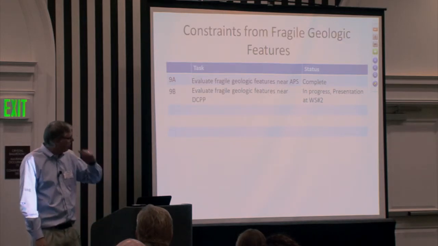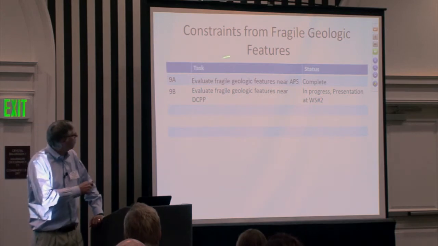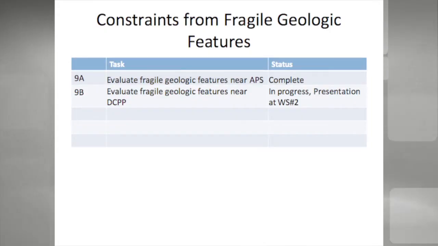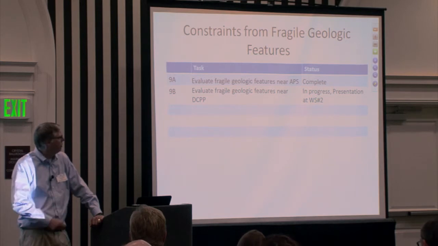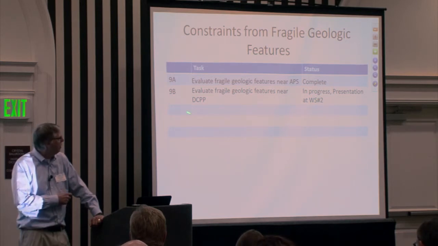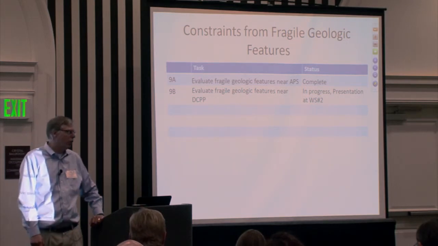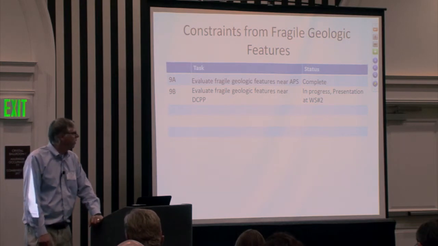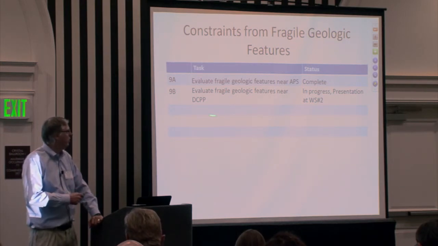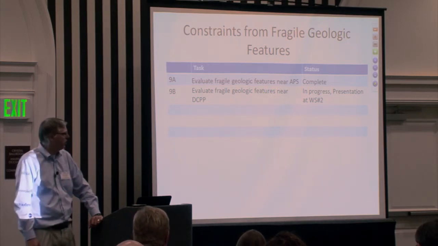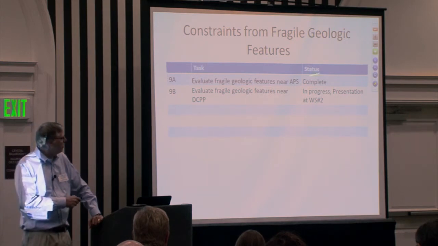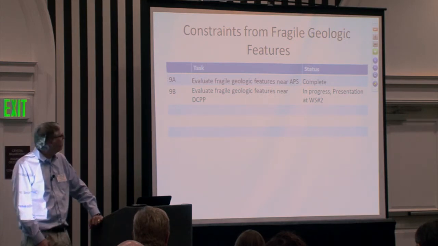The last pieces are on the fragile geologic features. We've been looking at that. One was evaluating those near Palo Verde, and that work is complete. There weren't any promising features identified. At Diablo Canyon, we're also evaluating the fragile geologic features, and Mark Sterling, who's done this work in New Zealand quite a bit, will show an evaluation that he's made of what fragile geologic features are near Diablo Canyon and their potential to constrain the hazard. That work is in progress, but he'll show you what he's found today.